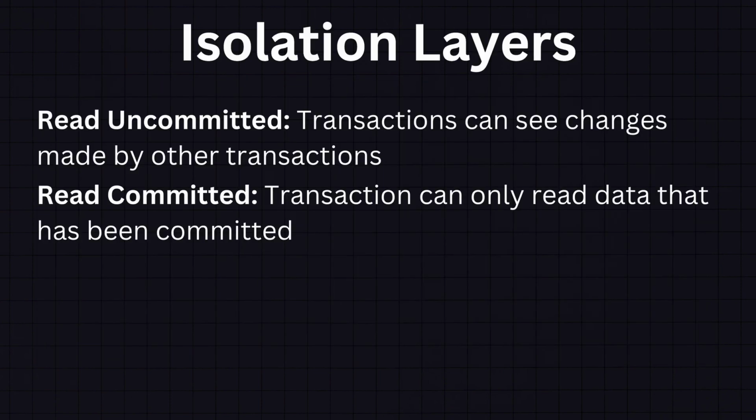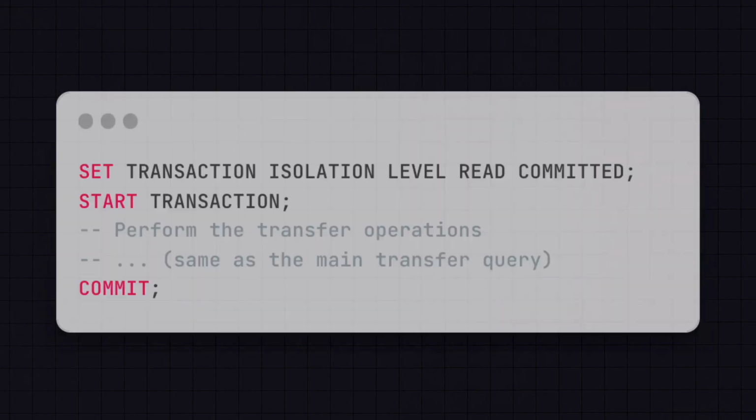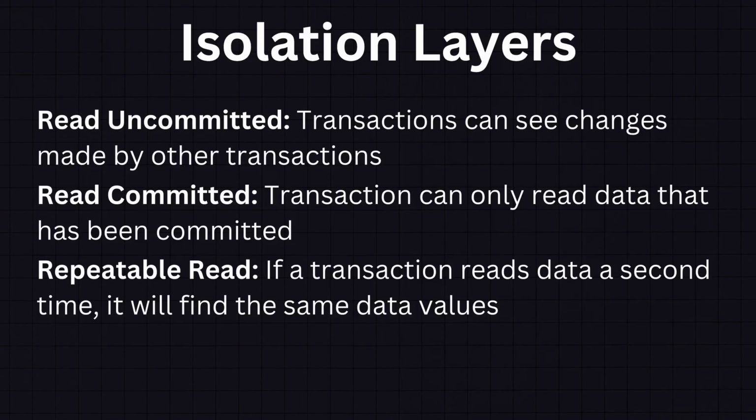Next layer is read committed, which ensures that a transaction can only read data that has been committed. This level will avoid the issues of read uncommitted by ensuring that only committed balances of account A and B are read. However, if the balance is read multiple times within the transaction, it might see different values if other transactions are modifying it. That's why we have the next layer, which is repeatable read.